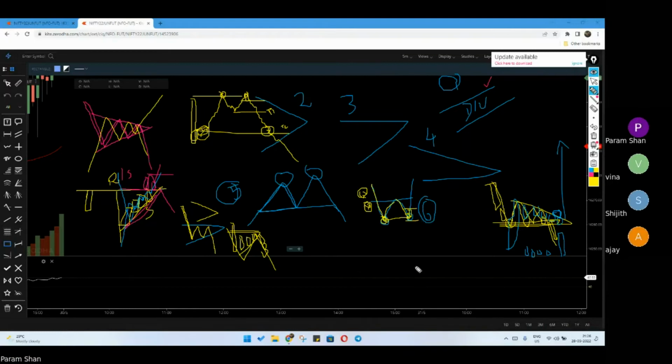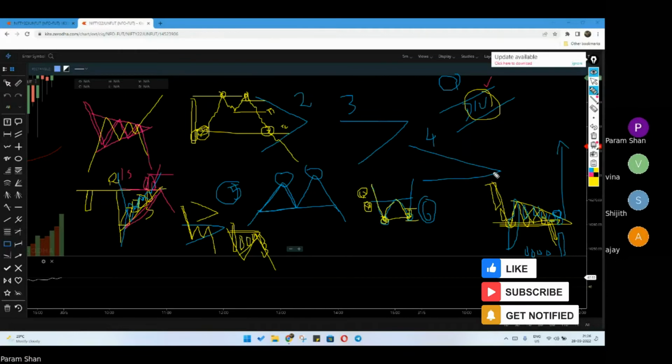So pattern number one, parallel lines to identify the range, whether it is uptrend or downtrend, we will continue to have that pattern. Second is the symmetric triangle. Third one is ascending, fourth one is descending, fifth one is double top or M pattern, and sixth one is double bottom or W pattern.